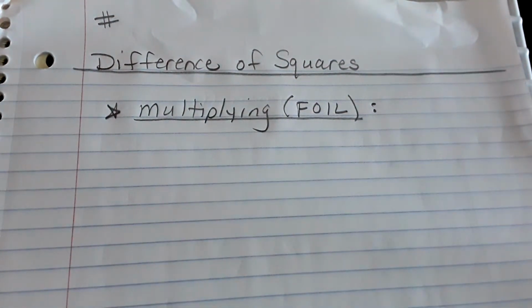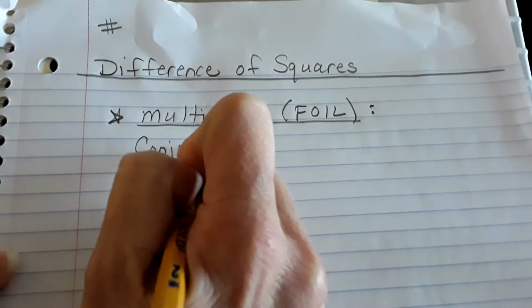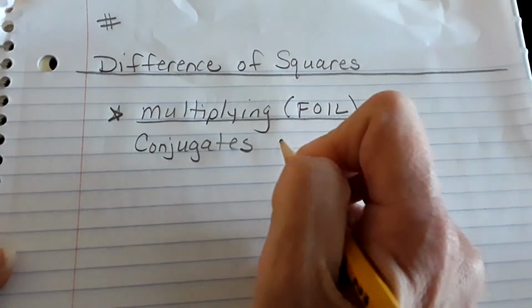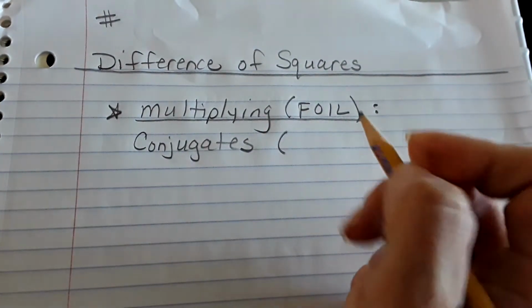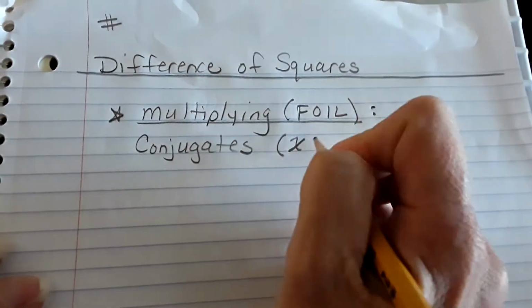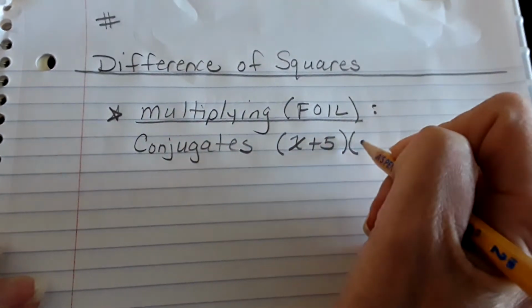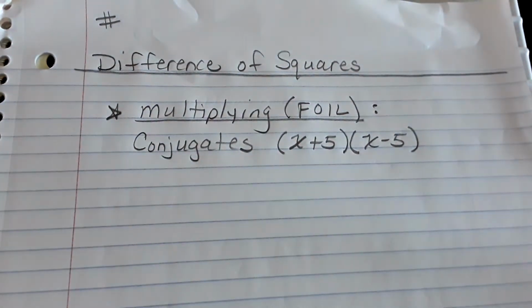All right, now I want you to remember FOILing when we did it with conjugates. Remember, conjugates are binomials that differ only in the sign in the middle. So for example, if I have x plus 5, it would be x minus 5. Okay, let's see what happens when we multiply conjugates out.